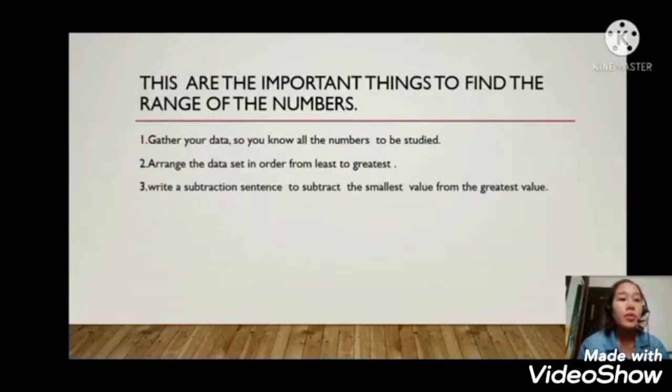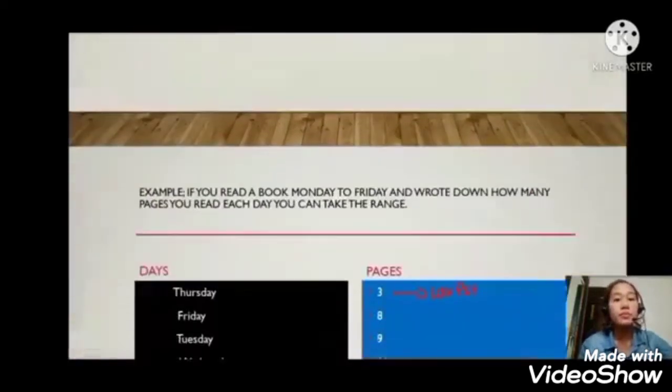So these are the important things to do to be able to find the range of the numbers. First, gather your data so you know all the numbers to be studied. Second, arrange the data set in order from least to greatest. Third, write a subtraction sentence to subtract the smallest value from the greatest value.